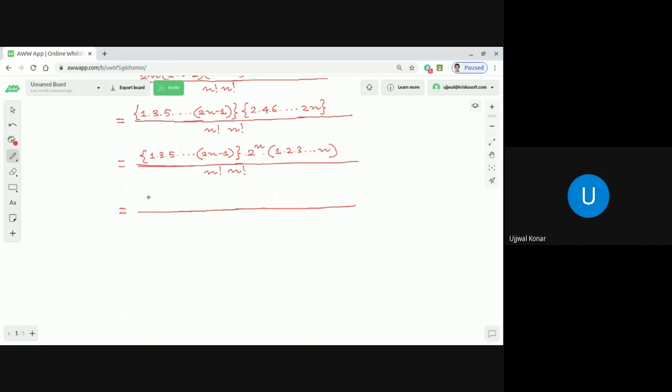So then what we are going to get is 1 into 3 into 5 dot dot dot up to 2n minus 1 into 2 to the power n into n factorial divided by n factorial into n factorial. So 1 n factorial will get cancelled, no? Yes. 1 n factorial will get cancelled and we get the desired result.